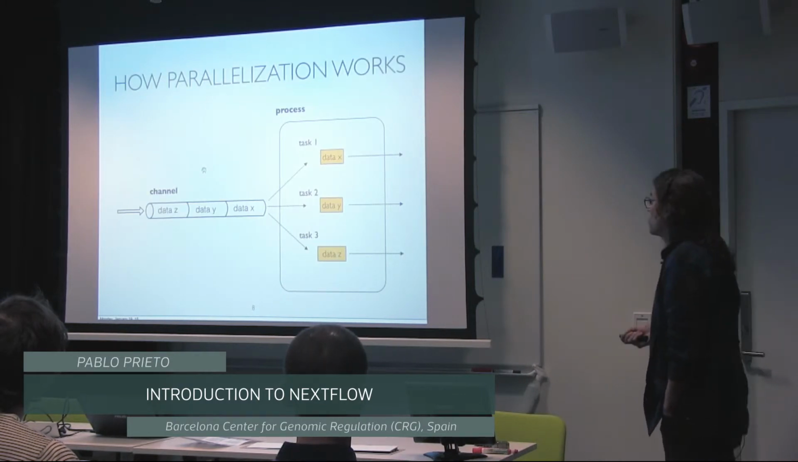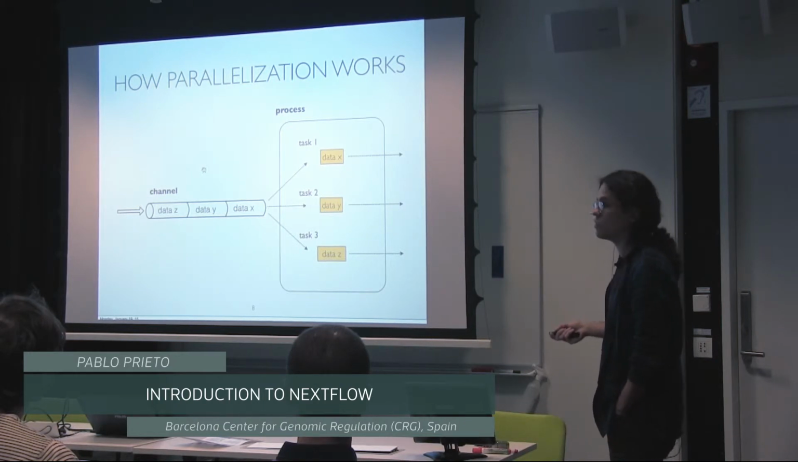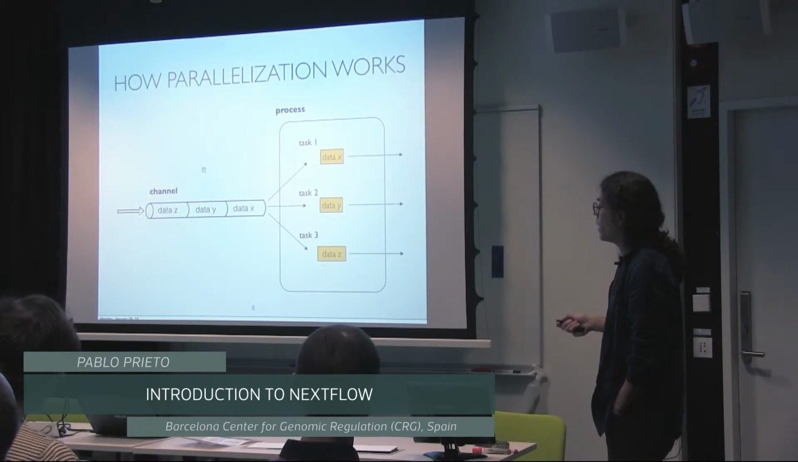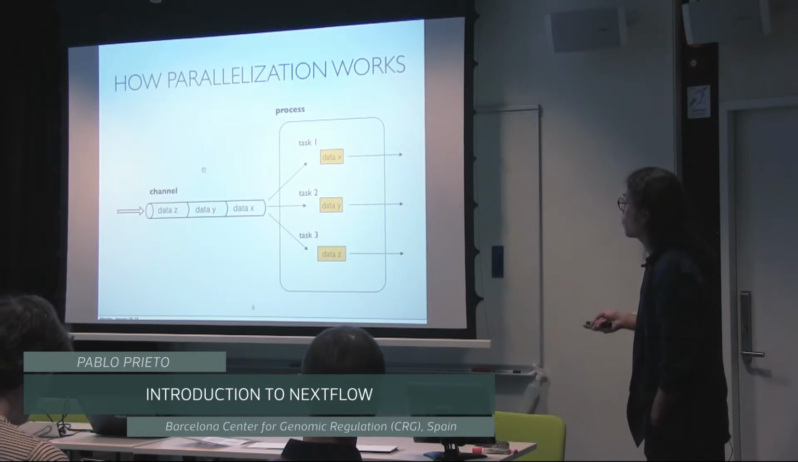So how does it work? So this is a simple diagram. Here you can see these two main elements: the channel, which as I have said is kind of an asynchronous queue, and the process. Here we define this channel as an input, and at some point the channel is going to receive this data Z, Y, and X, and it will dispatch all these tasks. It will generate these three tasks when it receives all these pieces of data automatically.